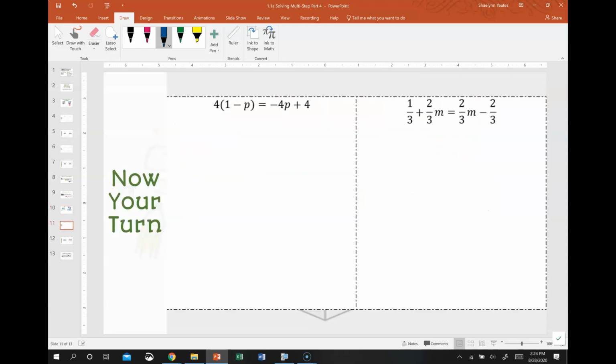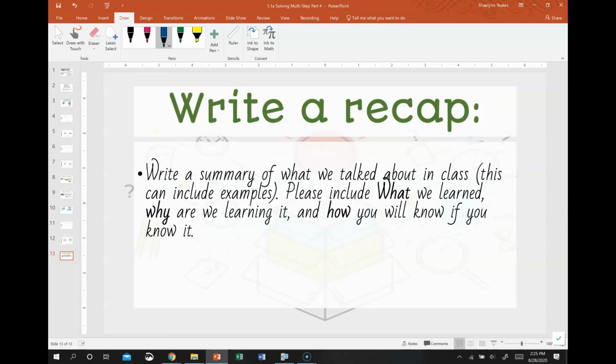Okay, now I want you guys to go ahead and try these two out. Figure out what the solution would be. If you're really struggling with these fractions, you can multiply both sides by 3, and the fractions will nicely solve themselves. Like they'll become not fractions. It'll be great. Okay, go ahead and do those, then write a recap, and that's it for today. You've got this.